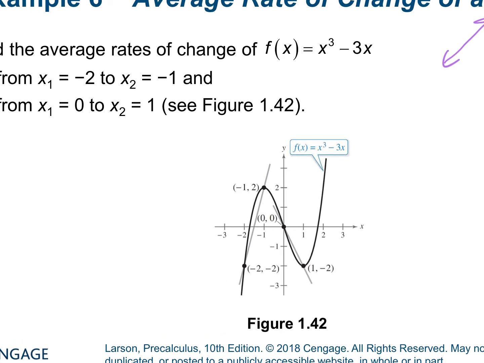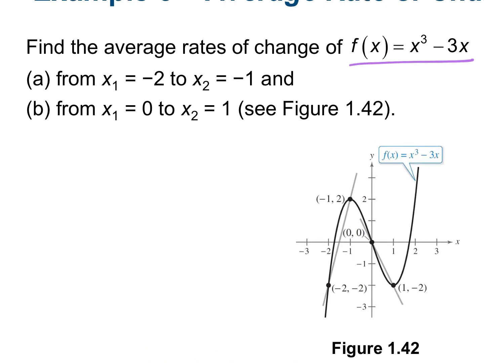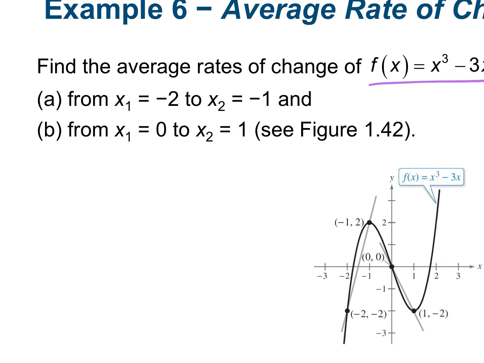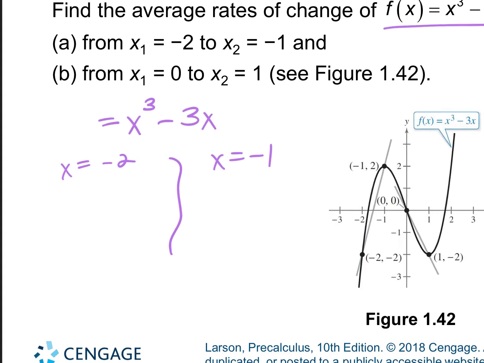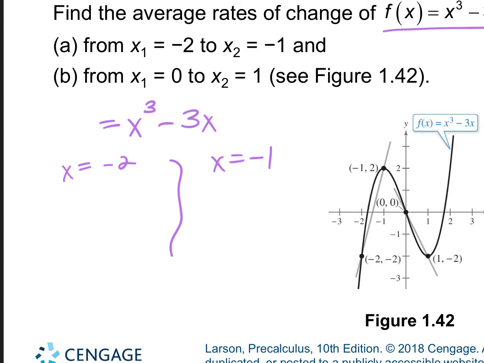They gave us a function, yes? And then they gave me 2 x values. I know you can look at the graph, but I want to do this algebraically because you're going to do it algebraically on your test. If they give me the function x cubed minus 3x, and they give me 2 x values, they tell me, well, one of the x's is negative 2, and one of the x's is negative 1. Plug it in. When I plug it in, what letter am I finding? Yes, because f of x is a fancy way of saying y.